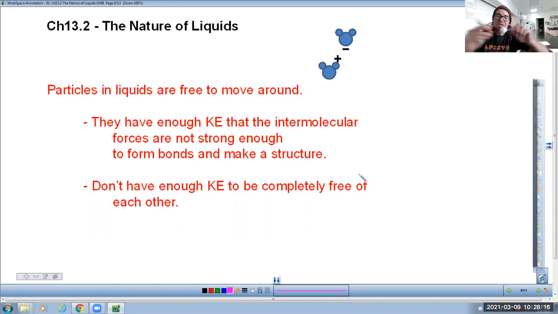Well, to form a gas means that they have enough pressure that when they collide with each other, they can't stick to each other. So really what we're doing here in section 2 is talking about how we got to combat section 1, because that stupid air pressure is what prevents us from turning these into these, right? That's basically what's going on. And that's what it says there in the bullets. They don't have enough kinetic energy to be completely free of each other because they're not moving quite fast enough.